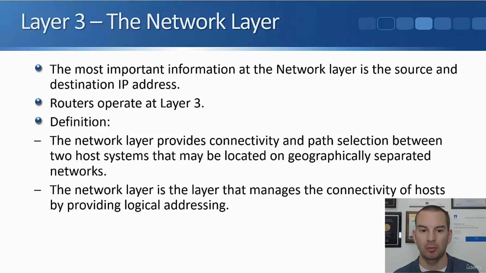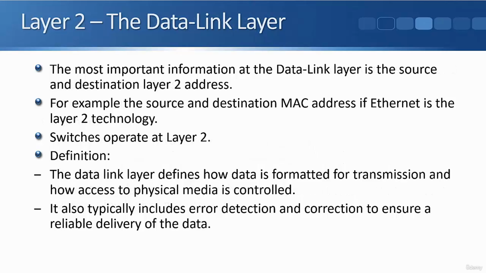And the definition of the network layer: it provides connectivity and path selection between two host systems that may be located on geographically separated networks. The network layer is the layer that manages the connectivity of hosts by providing logical addressing. IP addressing is our logical addressing. Next layer is layer 2, the data link layer.